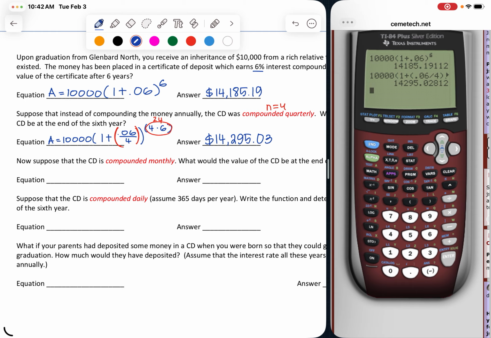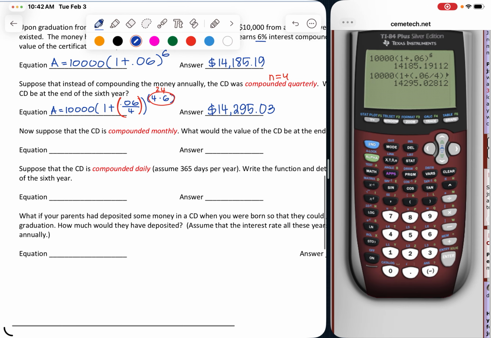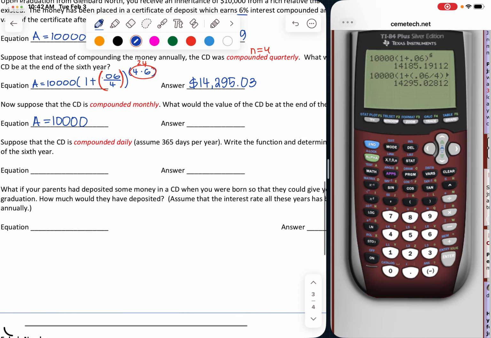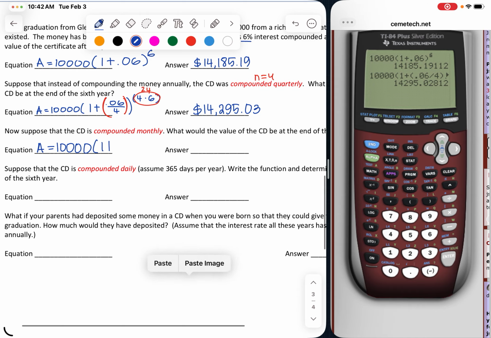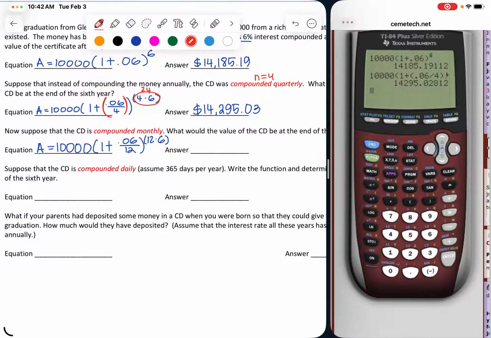All right, so obviously this is not going to be a much more difficult task here. A equals 10,000. Let me make sure. Now suppose the CD is compounded monthly. What would the value be at the end of the 6th year? So same thing, right? 1 plus 0.06 divided by 12, and then 12 times 6. So we're going to put this in parentheses, and then we'll change this to 72.